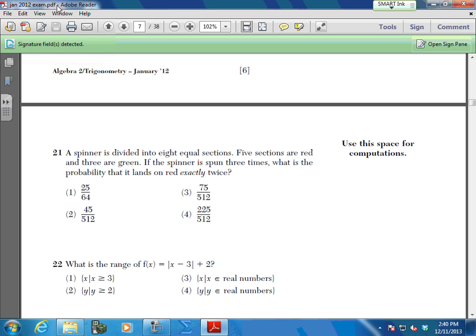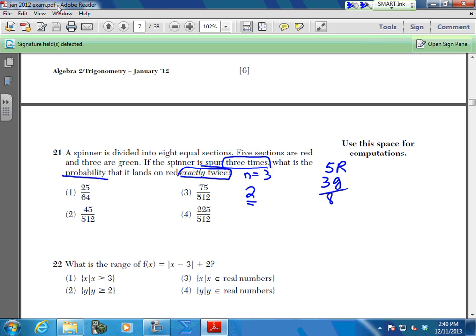21 gives us a spinner divided into 8 equal sections. 5 red, 3 green. Altogether, 8 sections. We want to know if the spinner is spun 3 times, I'm going to do this 3 times, what is the probability that I get exactly red 2 times? I want this to be exactly twice.